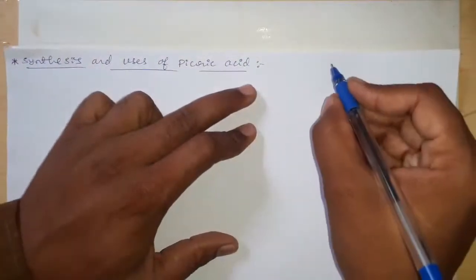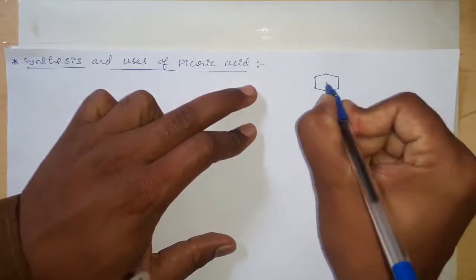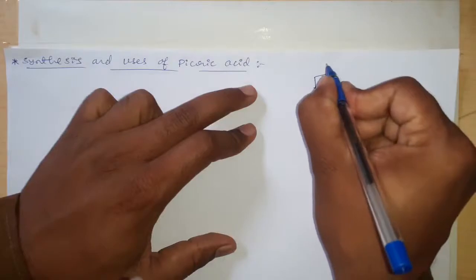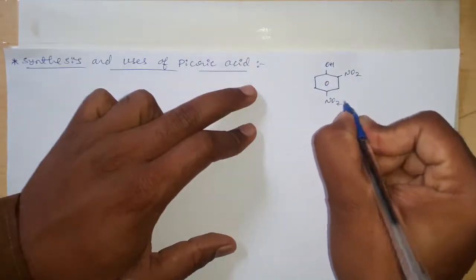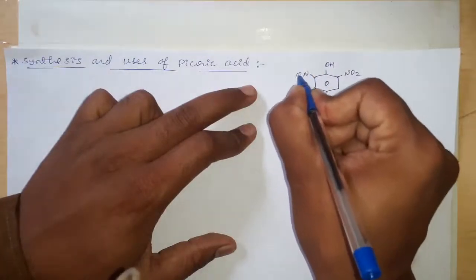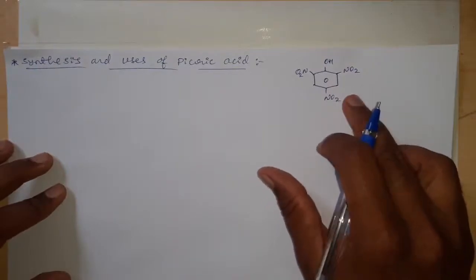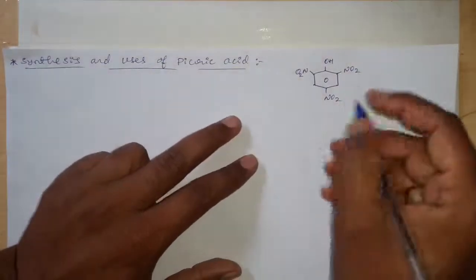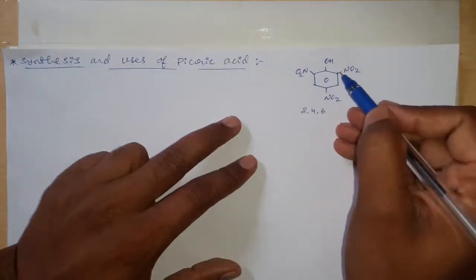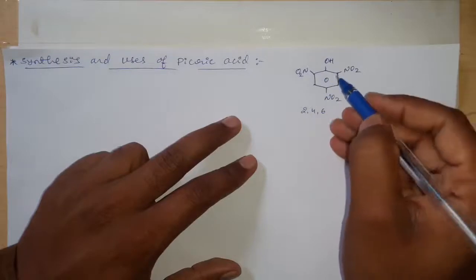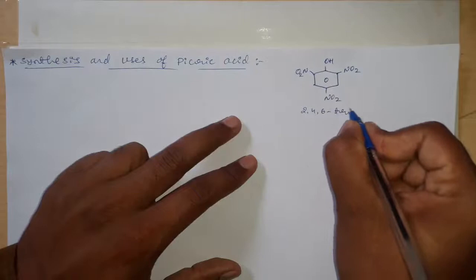Picric acid is a derivative of phenol, which has the structural formula of this one: OH, NO2, NO2, NO2. Okay, this is the structural formula of picric acid, and its IUPAC name is 2, 4, 6. With respect to this carbon, this is the 2nd, 3rd, 4th, 5th, 6th carbon. Therefore, 2, 4, 6 trinitrophenol.